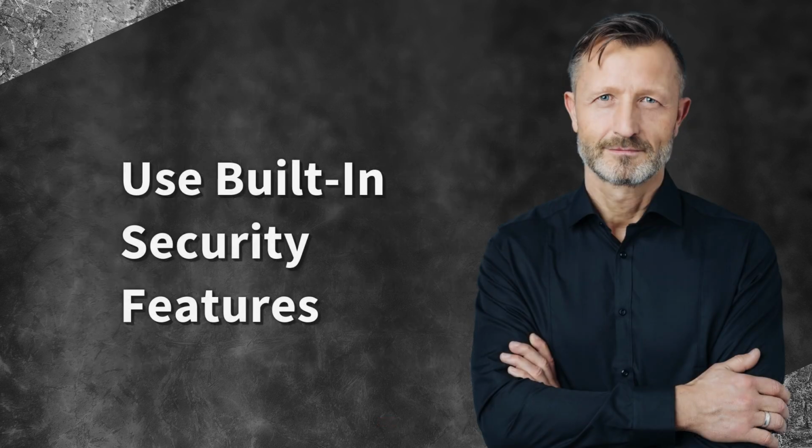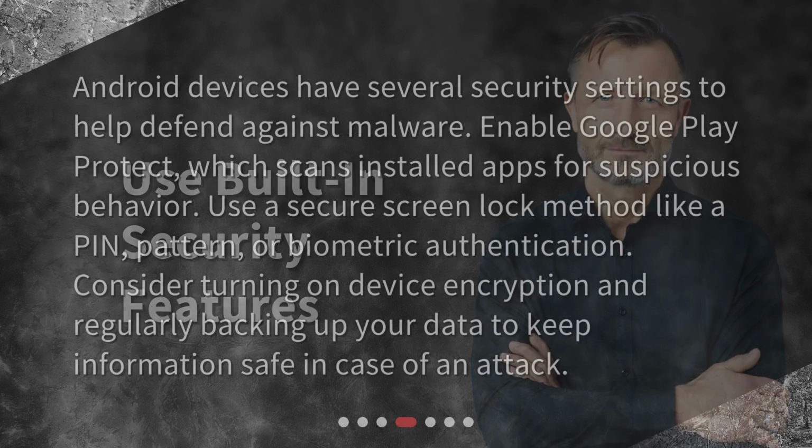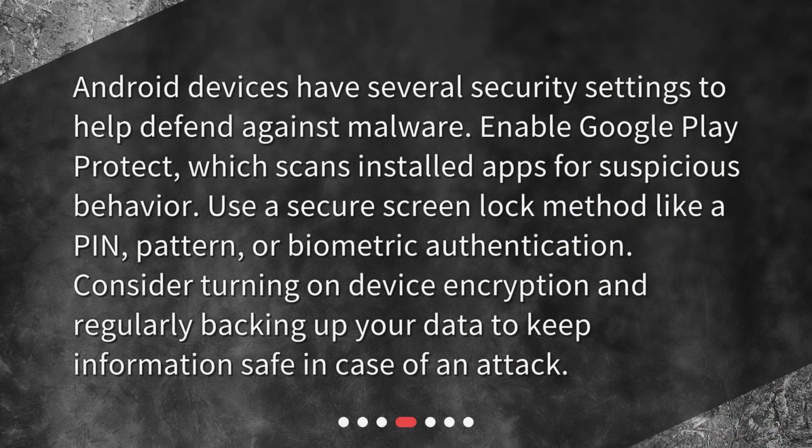Use built-in security features. Android devices have several security settings to help defend against malware. Enable Google Play Protect, which scans installed apps for suspicious behavior. Use a secure screen lock method like a PIN, pattern, or biometric authentication. Consider turning on device encryption and regularly backing up your data to keep information safe in case of an attack.